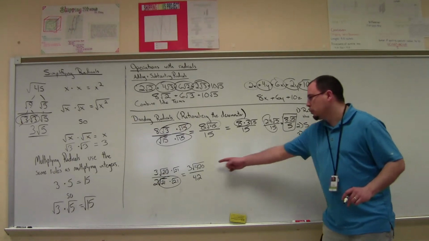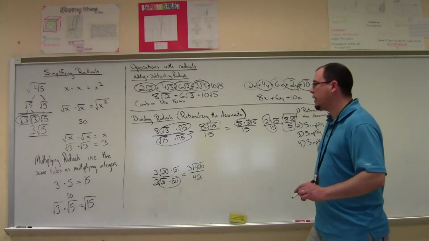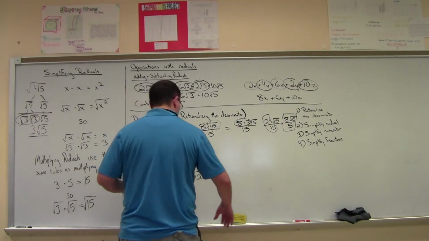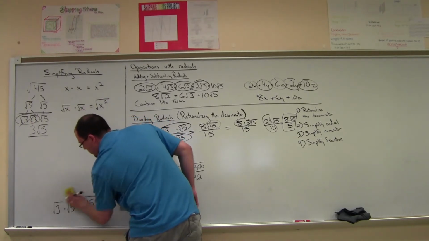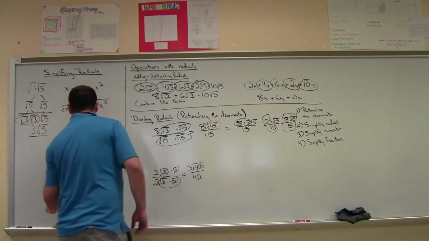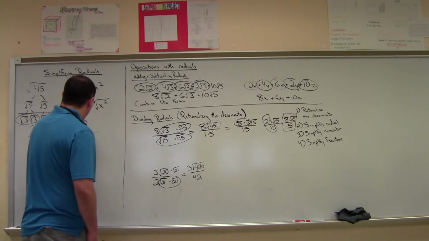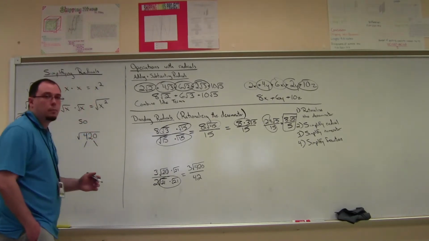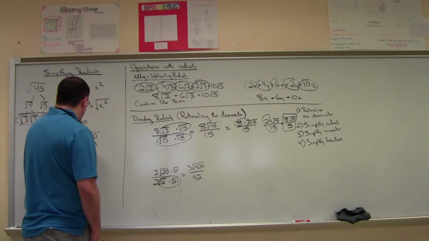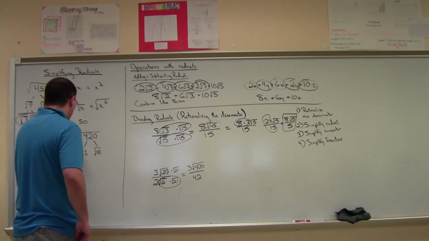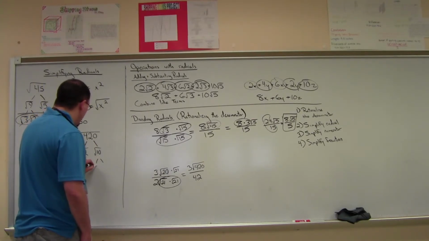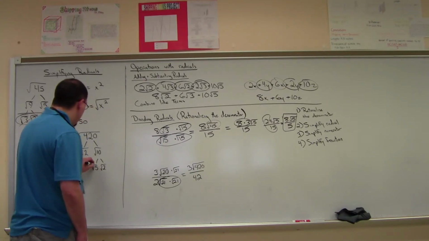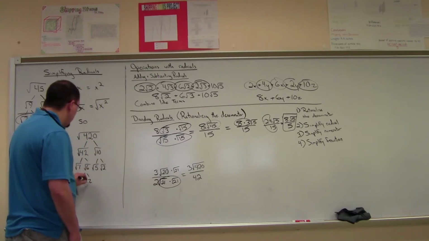Now what we're going to want to do is simplify that 420. So I'm going to put it right over here. You know what? Why don't I erase this? We're going to put 420, and we're going to start breaking it apart. So we could do 42 and 10. We could break up the 42 into a 7 and a 6. We can break up the 10 into a 5 and a 2. We can break up the 6 into a 3 and a 2.